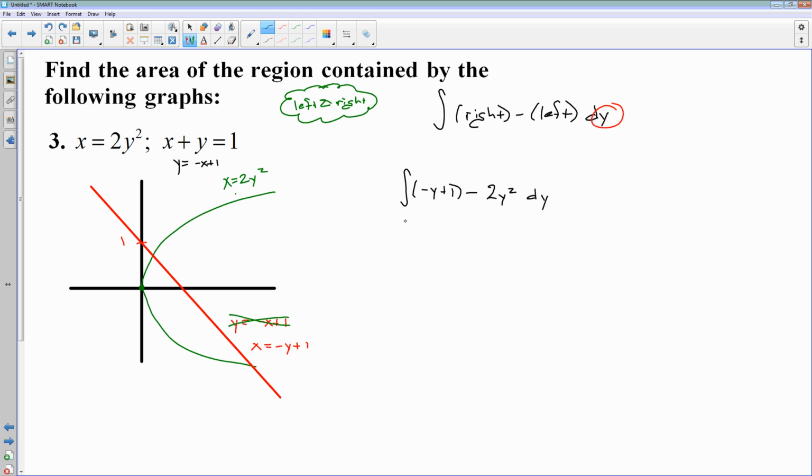And now again, we have a problem because I don't know my limits of integration. I need to find my points of intersection right here and right here. So let's set the two equations equal to each other, which are 2y squared and negative y plus 1, and we will factor and solve that. So let me pause the video and I'll do that real quick.